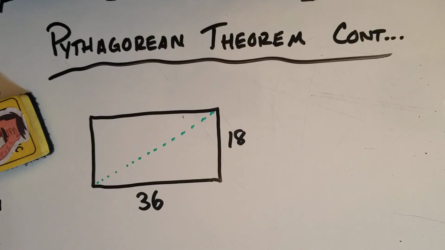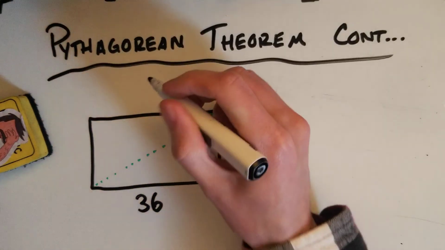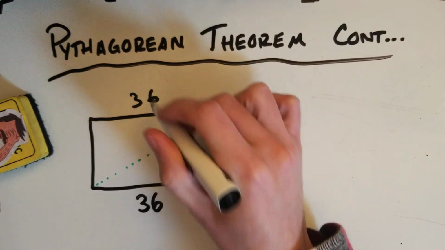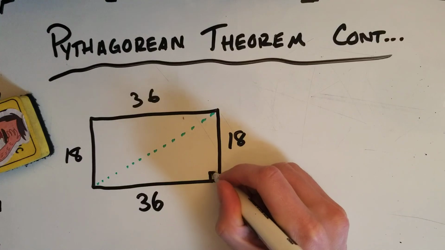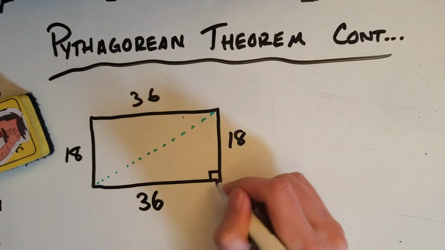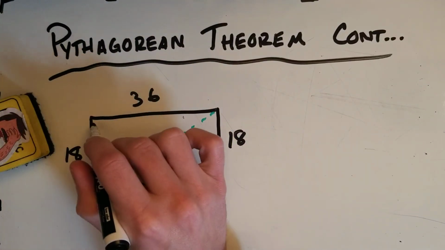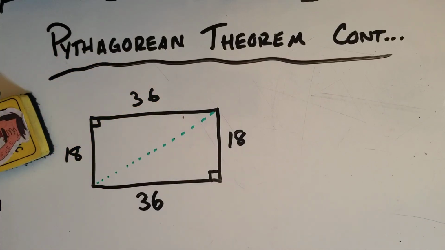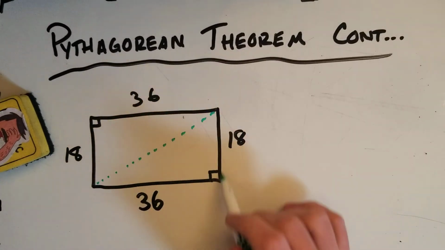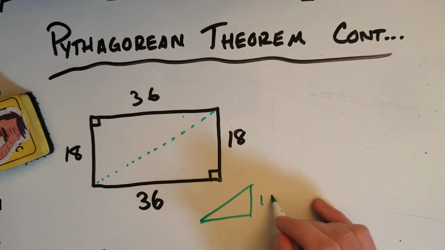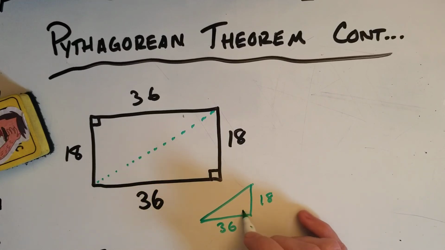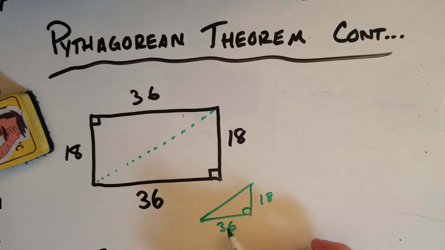And since this is a rectangle, some things we should know about rectangles: opposite sides are congruent. So this is 36, this is 18, and every angle would be a right angle. All of these would be right angles, but I'm going to focus on this one. Or you could really focus on this one. Either one's okay. But what we should notice is here we create a nice right triangle. So our right triangle looks like this. We have 18, we have 36, but we don't know the hypotenuse. We have both of the legs though.